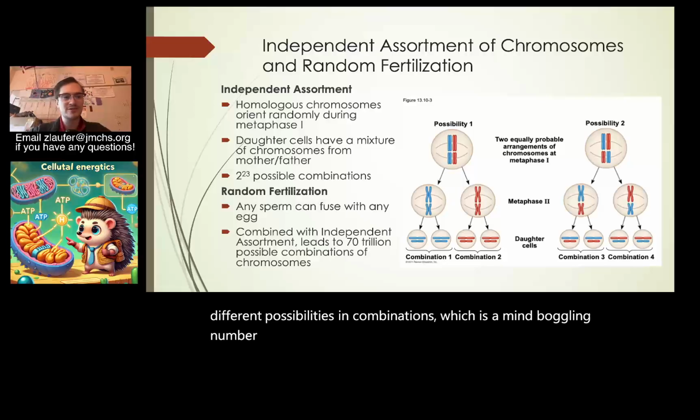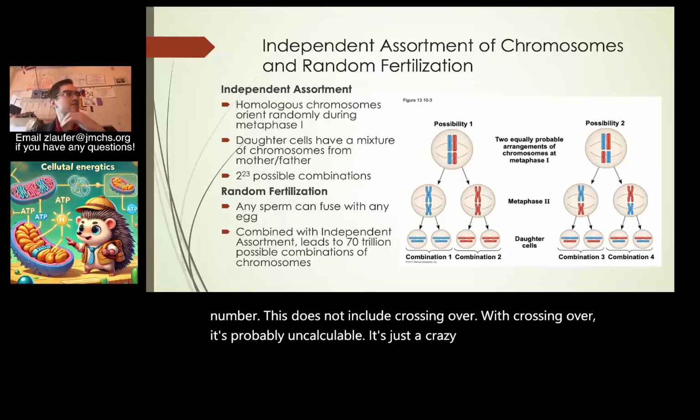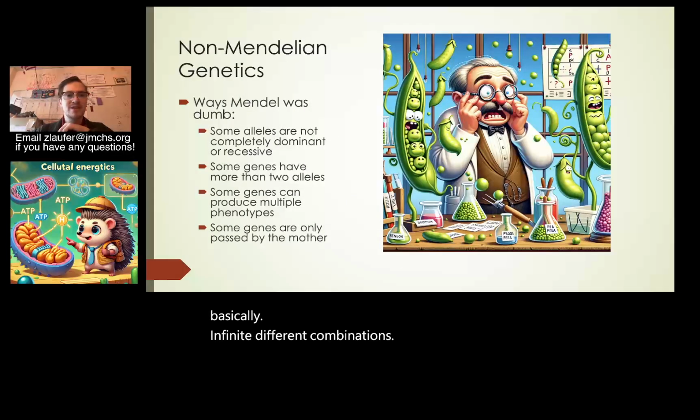This does not include crossing over. With crossing over, it's probably uncalculable. It's just a crazy, huge number. So we get basically infinite different combinations.